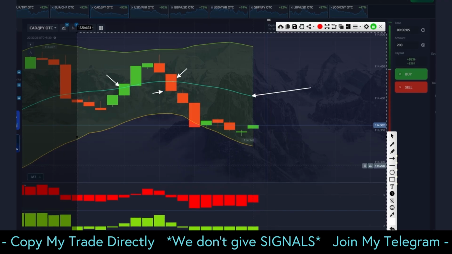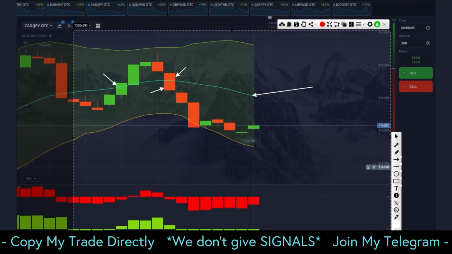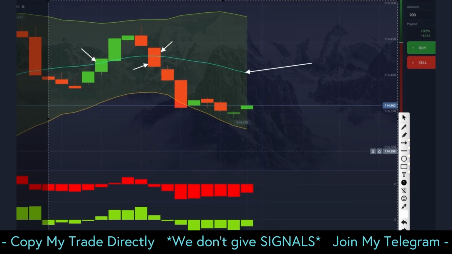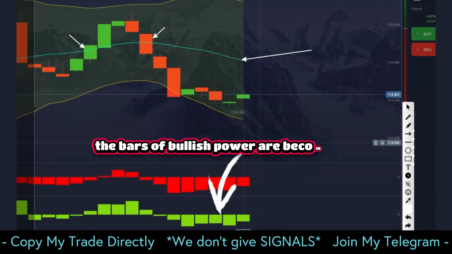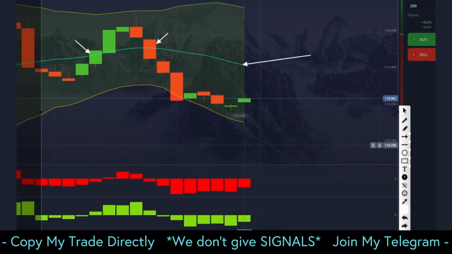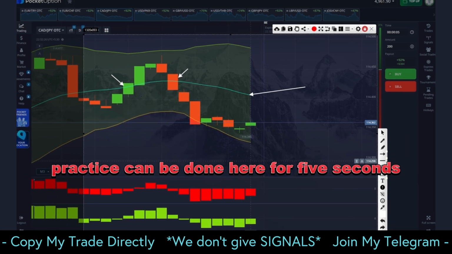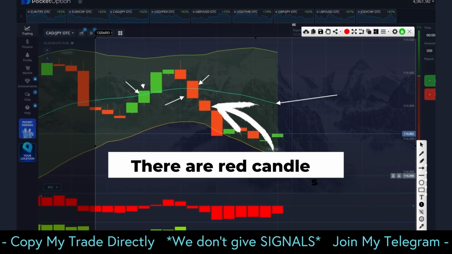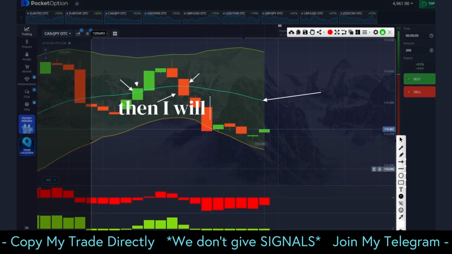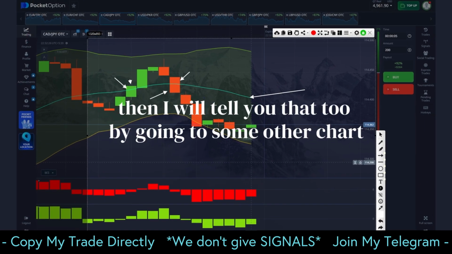Remember one more thing: as soon as the market's candles start forming below this midline, it means that a downtrend has started there. Before practicing, you will see that the red bars of bearish power are becoming bigger, and the bars of bullish power are becoming smaller. Then it means that practice can be done here for 5 seconds in the down direction. You can see there are red candles here continuously, and friends, if you want to practice for up, I will tell you that too by going to some other chart.